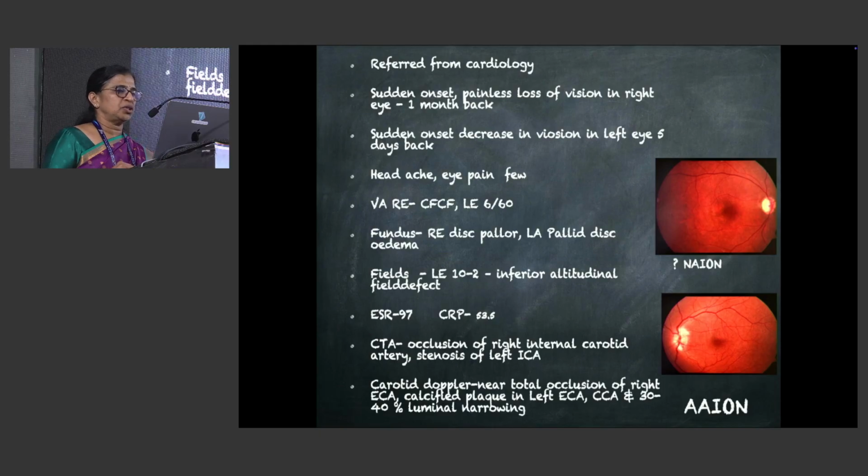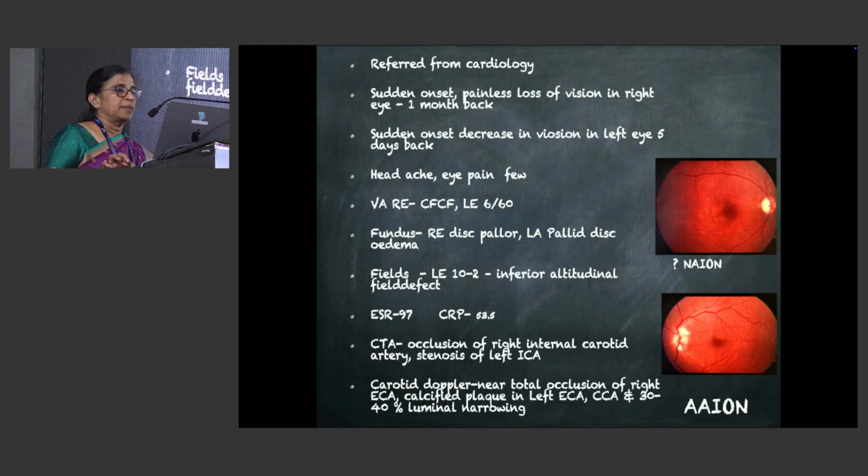He had loss of vision in one eye, and he presented with decrease in vision in the left eye for the past 5 days. So fundus examination showed pallor in the right eye, and in the left eye there is pallid disc edema. Here the blood investigation showed elevated ESR and CRP, which suggests there is a vasculitis component here. So he required intravenous steroids in addition to his anticoagulant and antihypertensive medication.